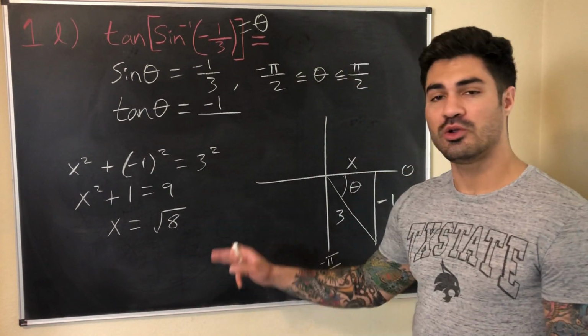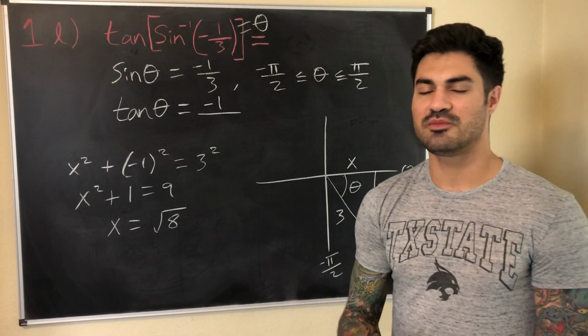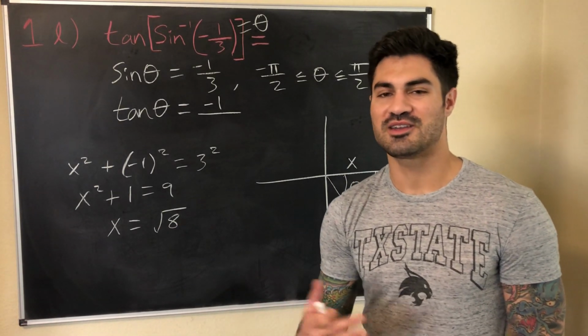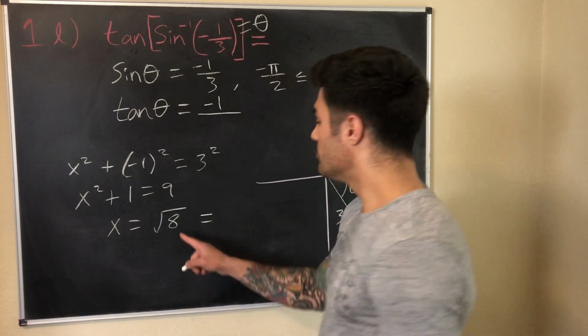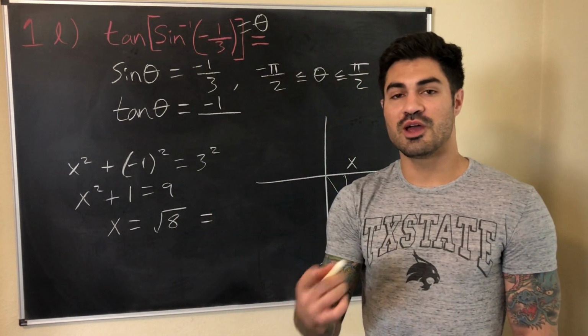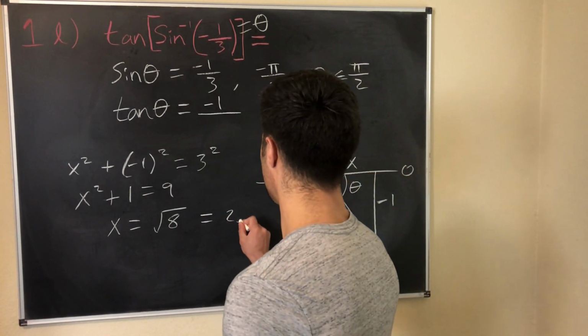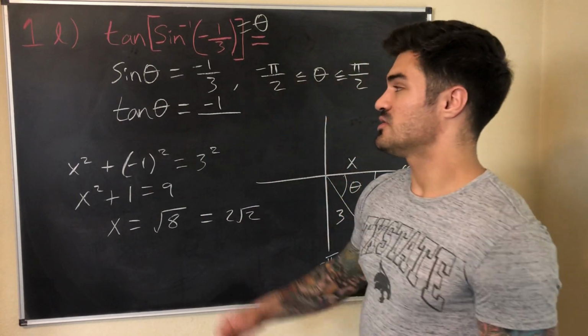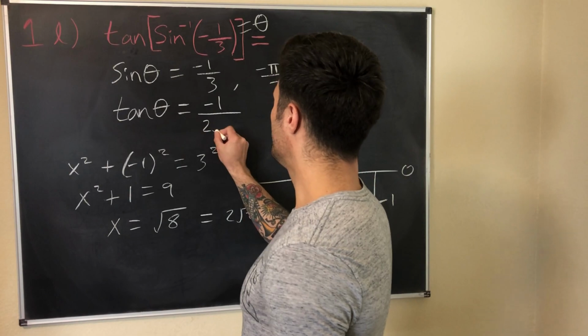And we can even go a little bit further and break this down into 2 root 2. It depends on what your instructor is expecting you to do. I'm going to do it for the sake of this video, but we can write this as 4 times 2. And we know that the square root of 4 is 2, so we can pull that out. And this becomes 2 root 2. Okay, so this is our final answer. Tangent theta equals -1 over 2 root 2.